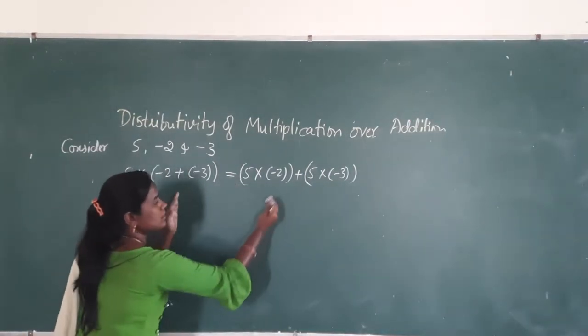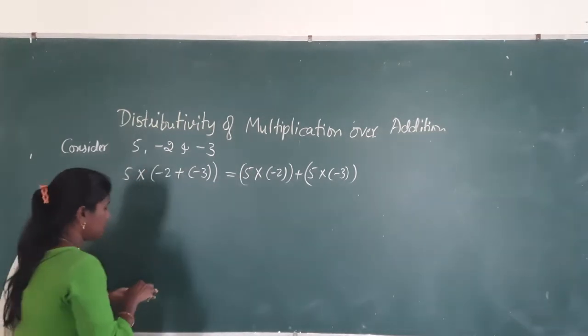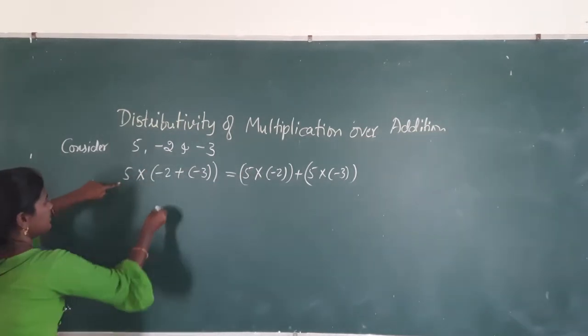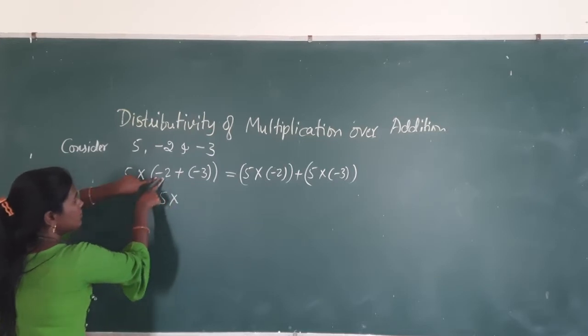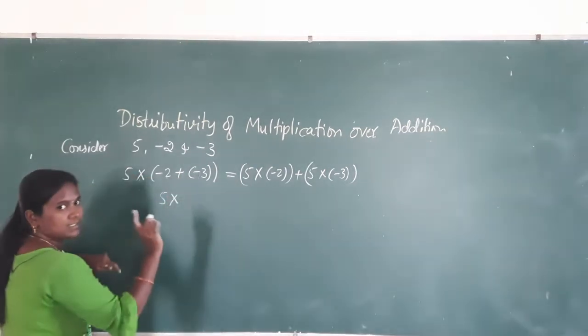You have to write them as equation only. Now you have to solve both the sides. Let us solve this. See, 5 into minus 2 plus minus 2 plus of minus 3.